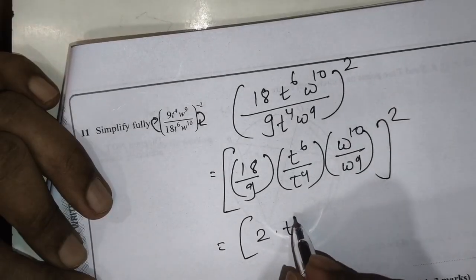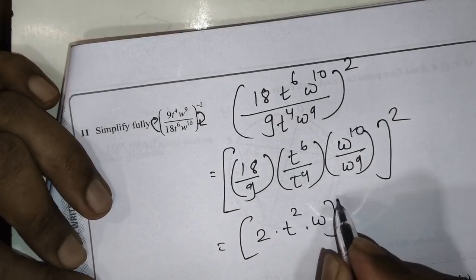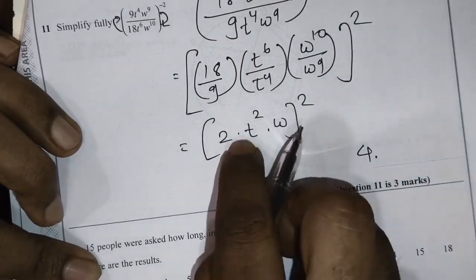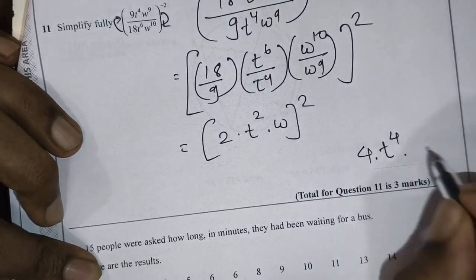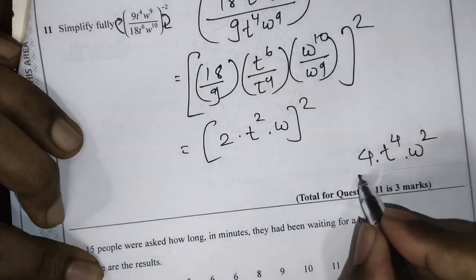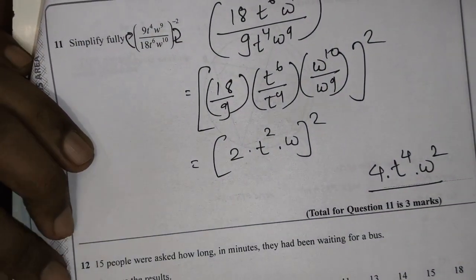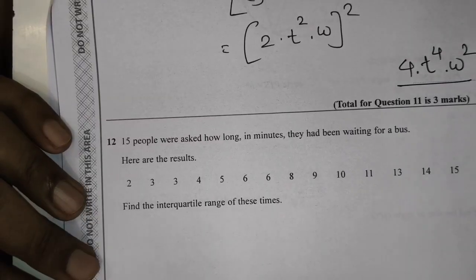2 into 2t raised to 2 and W the whole square. 2 square is, I write it as 4. T square square, I write as t raised to 4, and W square, I write this. Okay, quite simple. No problem.